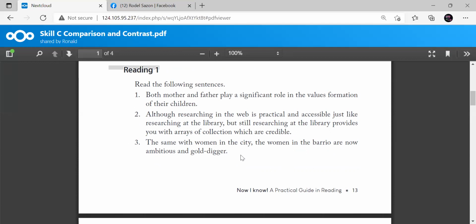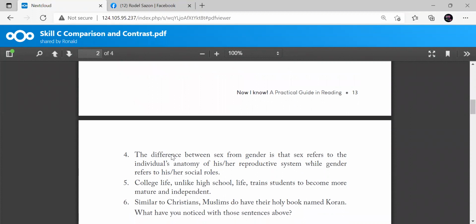Okay, so the same with women in the city, number 3. Ambitious and gold digger. This is just a description in terms of attitude. Attitude is probably the area. So number 4, what is the area of comparison here?